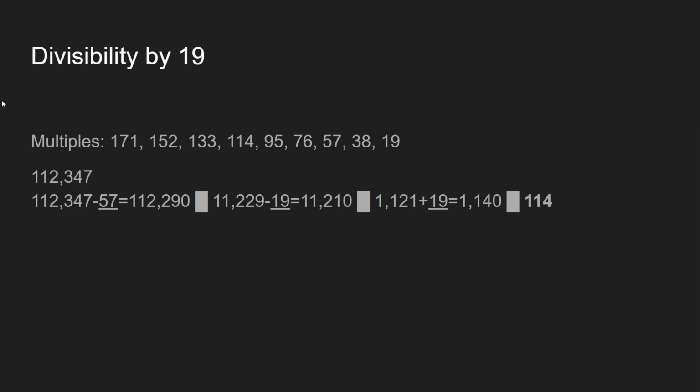Divisibility by 19. Again, more or less the same idea. 171, 152, and so on. So if we have 112,347, subtract 47, gives us this here, turns into this, subtract 19, gives us this, turns into this, add 19, gives us this, turns into this, and 114 is of course divisible by 19.